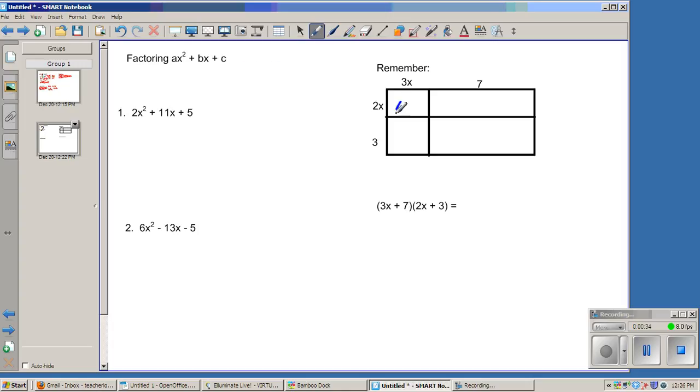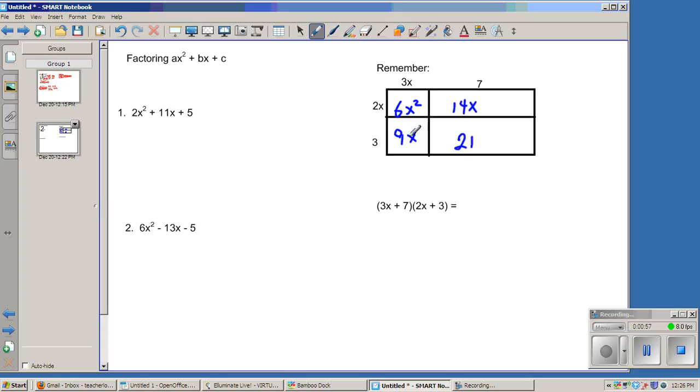2x times 3x is 6x squared. And now this is still 2x times 7, so 2x times 7 would give me 14x. And then this is 3, and this is 3x, so that would give me a total of 9x. And this is 3, and this is 7, so 3 times 7 is 21.